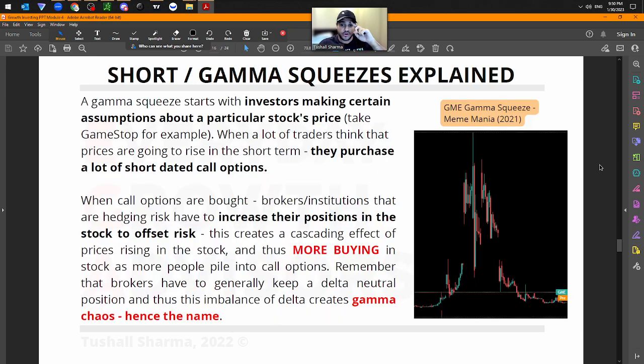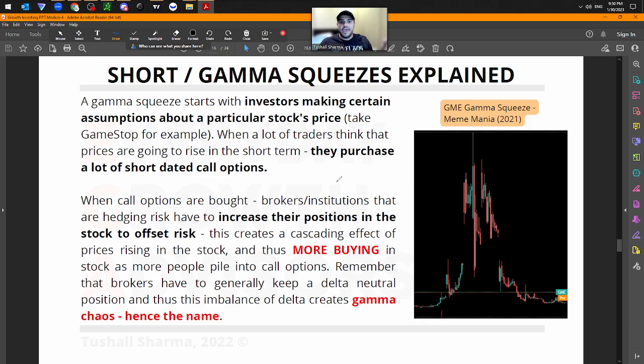Now, what about short or gamma squeezes? What are those? You have heard the term short squeeze or gamma squeeze. They're similar but not the same. A gamma squeeze is a more violent version of a short squeeze. But what's a short squeeze? Let me explain what a short squeeze is, then you'll understand what a gamma squeeze is.